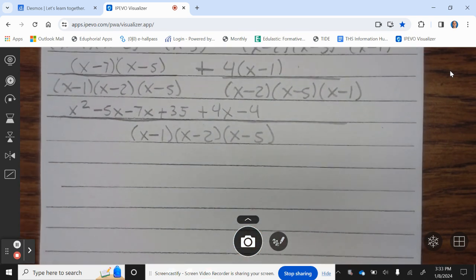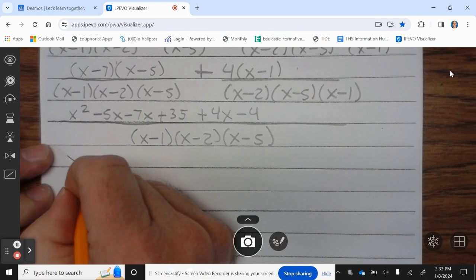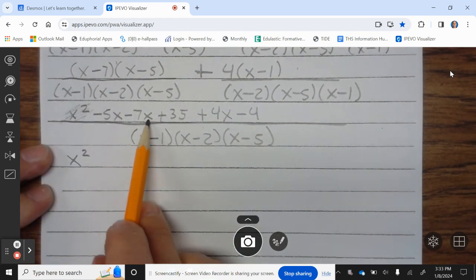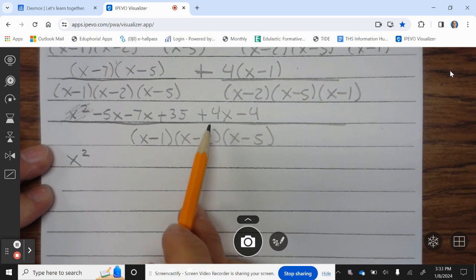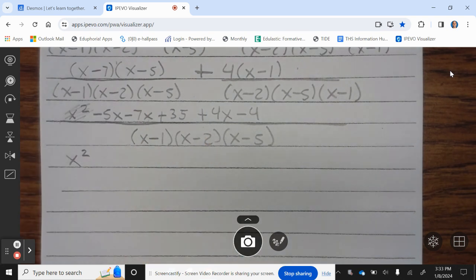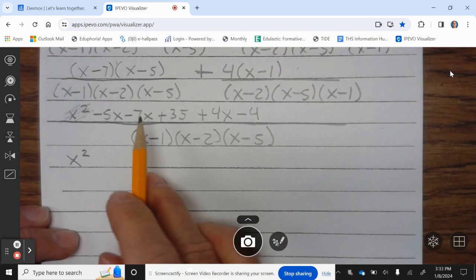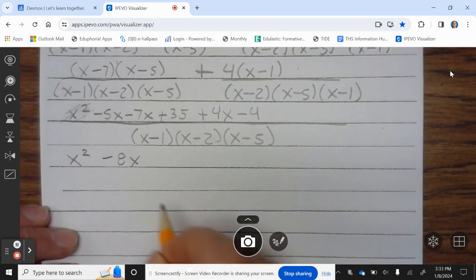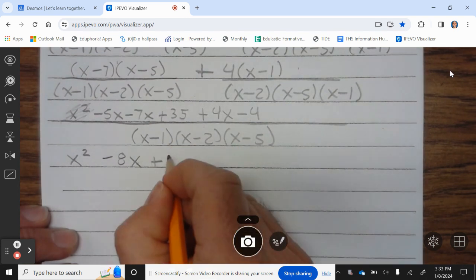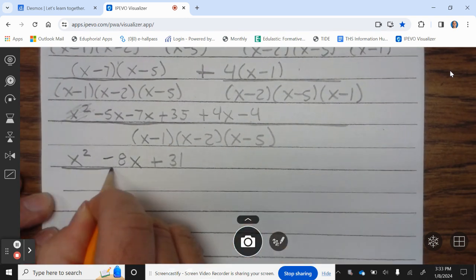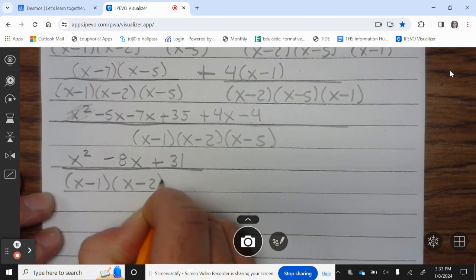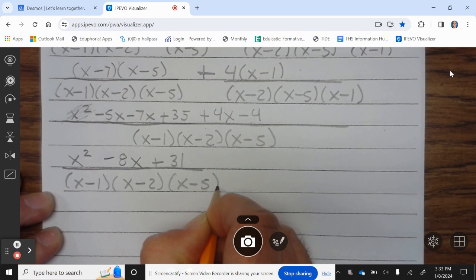Okay. Now we combine terms, so that's x squared. Done with that. Negative 5x minus 7x plus 4x is minus 8x. And 35 minus 4 is plus 31 divided by x minus 1 times x minus 2 times x minus 5.